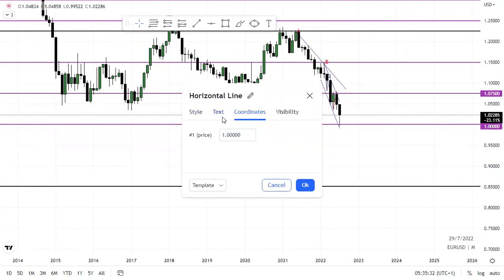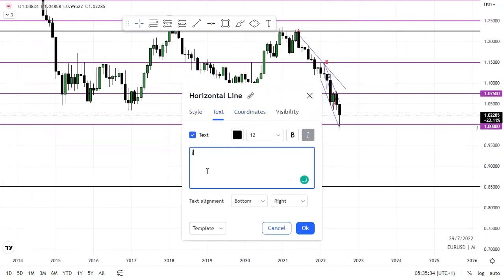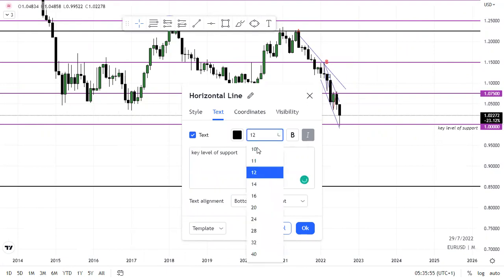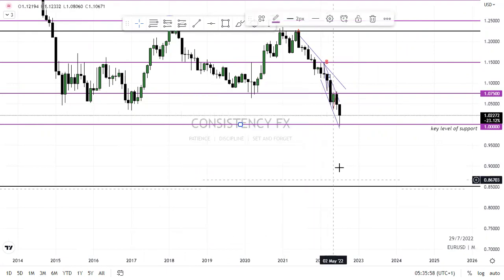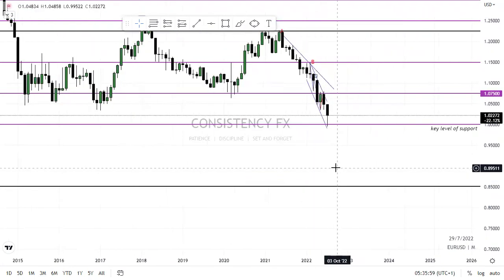Let me text it that way. Key level of support. All right, so it's a key level of support, just as we also have key level of resistance. Sometimes I call it primary support and primary resistance. But just for simplicity's sake, let it be called key level of support so you guys can understand. This key level of support is currently holding price, and that's why you see this long wick down here.